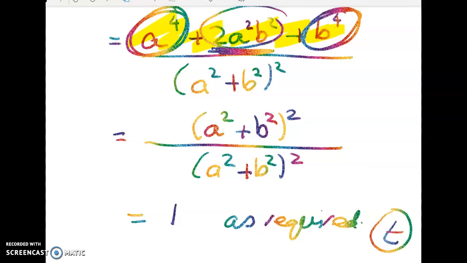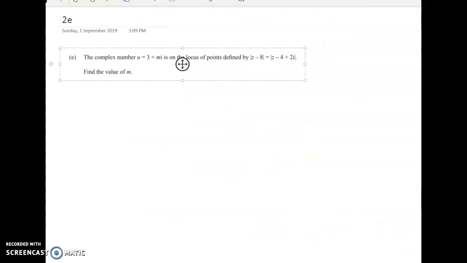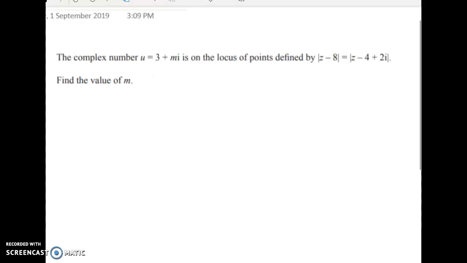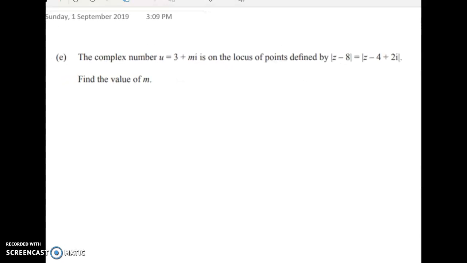And then question 2e went like this. The complex number u equals 3 plus mi is on the locus of points defined by this. Find the value of m. Now I'm hoping someone from last year's A-level class might be watching, or someone with a friend in that class is watching. I'm pretty sure that for this question you couldn't do it just geometrically. They wanted to see algebraic working.